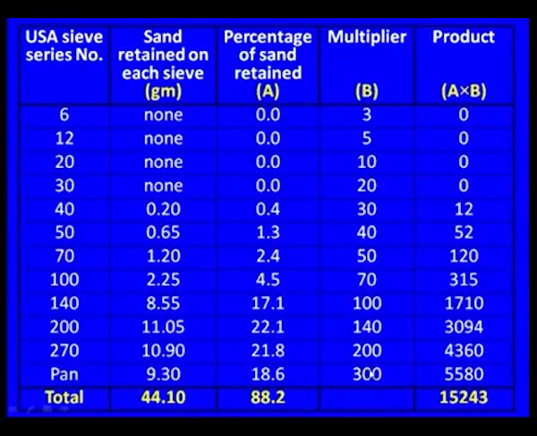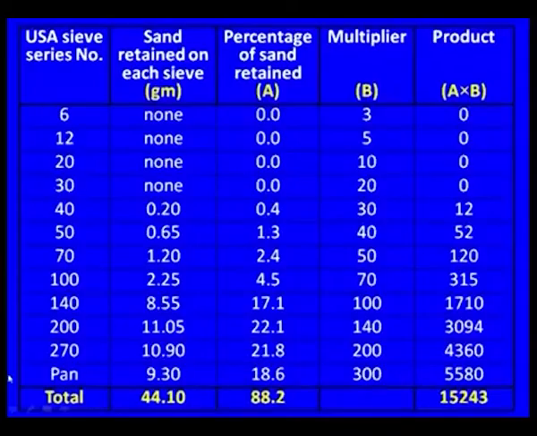And it is easy to remember these multiplication factors. For example, I will show you. Say here we can see this is the multiplication factor. Say for example, you consider the sieve with 270. What is its multiplication factor? 200. That 200 is the previous sieve number. You see, this is the previous sieve number.